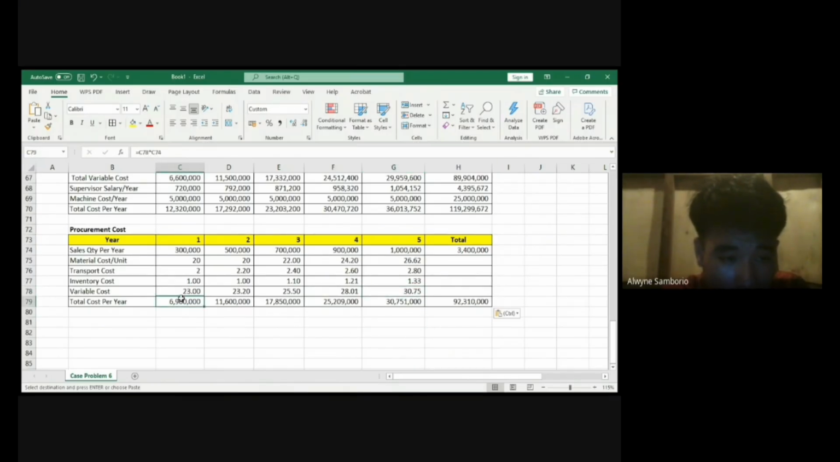So in order to get the total cost per year, we just have to multiply the variable cost and the sales quantity per year. So 100,000 times 23 became 6,900,000. In the second year, it has 11 million 600,000, and then 17 million 850 for the third year, and 25 million 209,000 for the fourth year, and then 30 million 751,000 for the fifth year. If we total it, the total cost is 92,310,000.